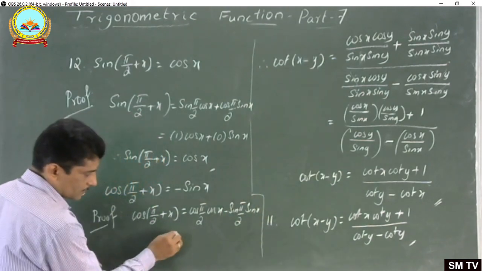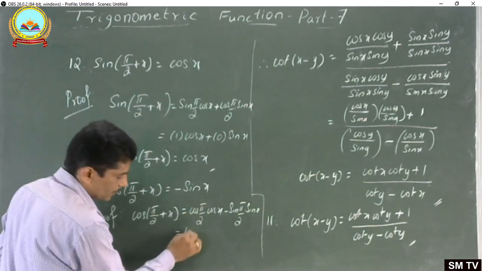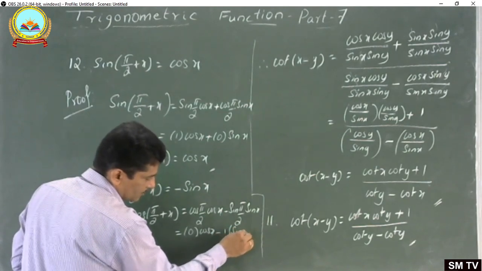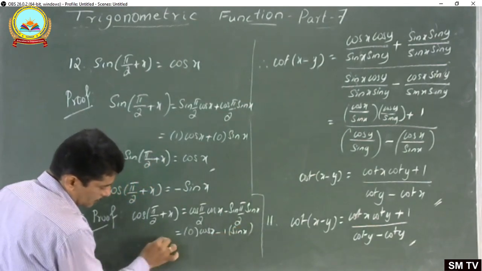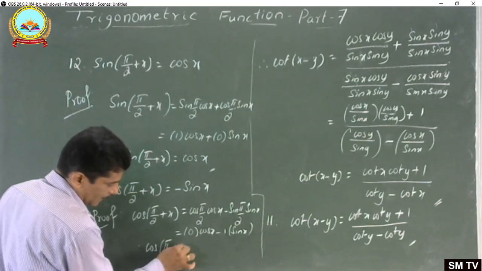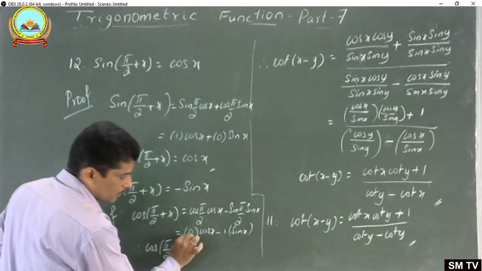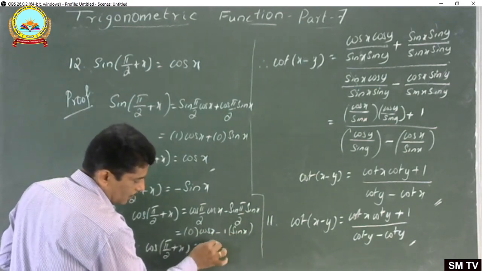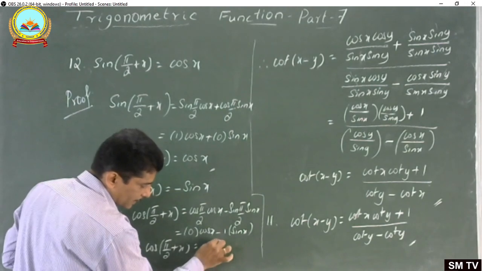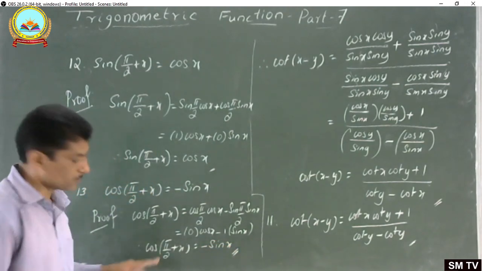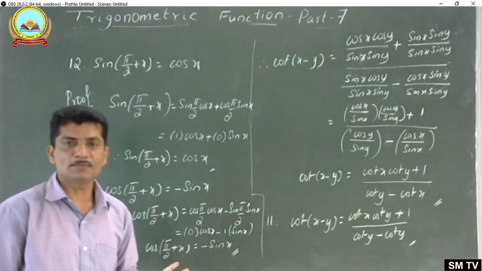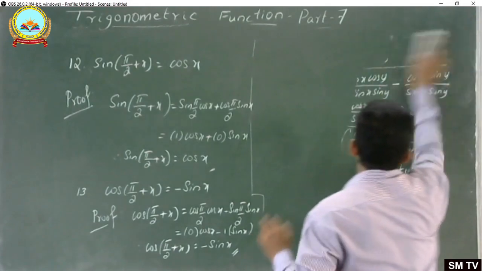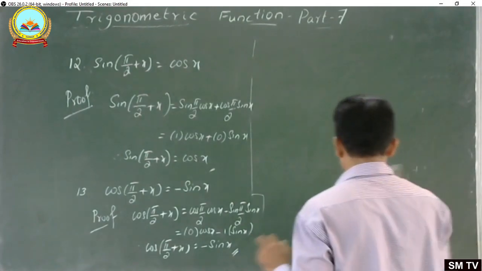It is clear. This value is equal to cos pi by 2, which is 0, into cos x, minus sine pi by 2, which is 1, into sine x. Therefore, cos of pi by 2 plus x is equal to 0 into cos x, 0, minus 1 into sine x, which means minus sine of x. Cos of pi by 2 plus x is equal to minus sine x. Using this result, or using the compound angles, we can prove the other allied angle results.